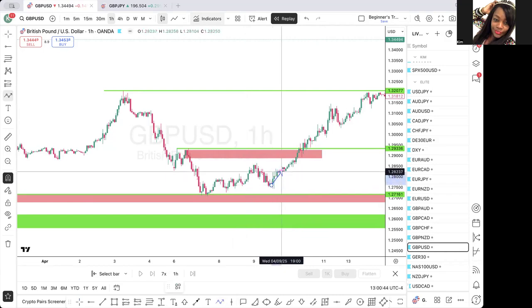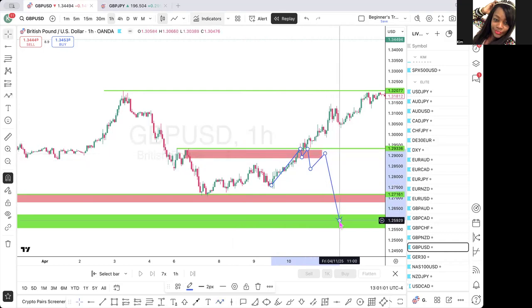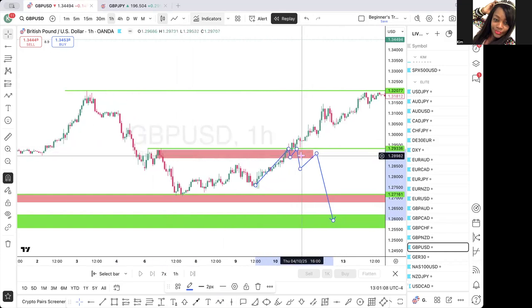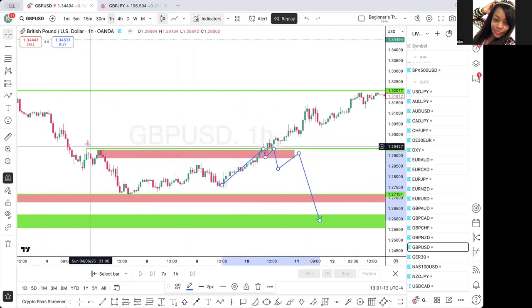So if price had come up here, just wicked, and then broke structure, I would have been looking for a sell in this zone to sell down to here. But because price closed above this high, this candle closed above this high, that is the market structure shift.